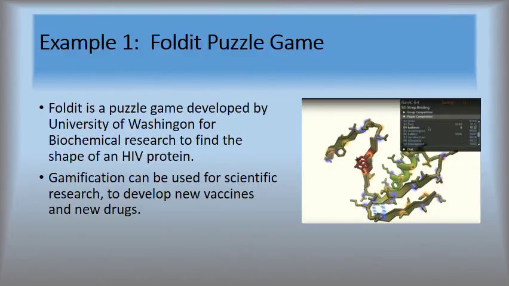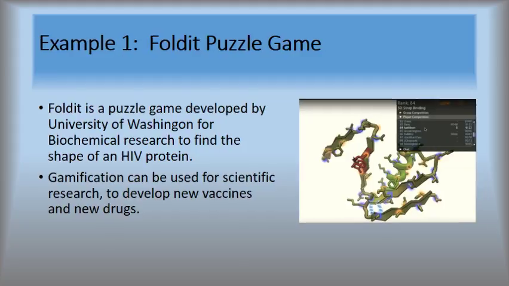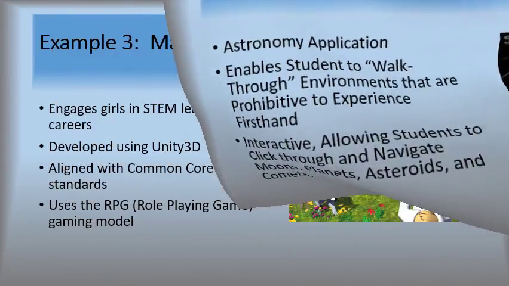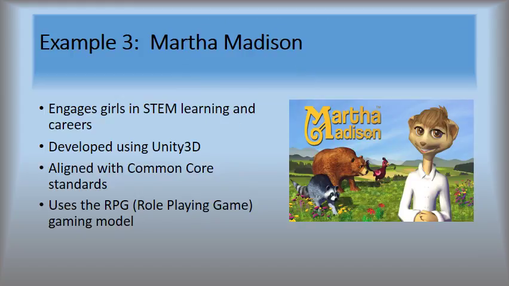Here are some examples. The Fold It puzzle game allows for students to visualize complex systems. Here's another one that expands out to the macro environment where astronomy can be simulated using the SOL system. And finally, another type of application that can be developed using this educational technology is the Martha Madison game, which engages girls in STEM learning and careers.